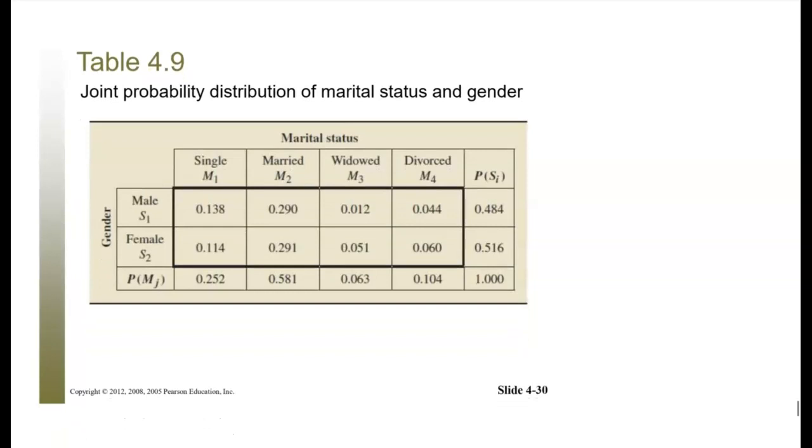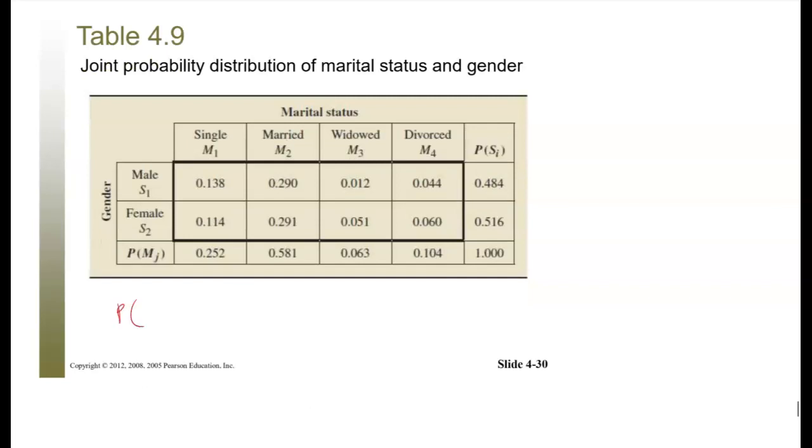So now, let's move on to our joint probability table. Here we have a joint probability distribution of marital status and gender. So we have males and females. Using the same percents in a problem we did last time, females represented 51.6% of the population and males represented 48.4% of the population. So there's our probability total for males and females. And then, of course, we have the number of people that are single, the number of people that are married, widowed, and divorced.